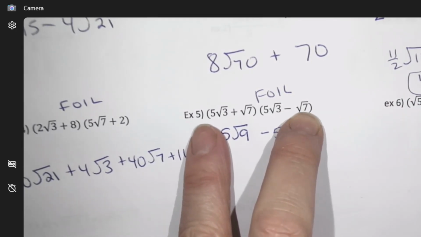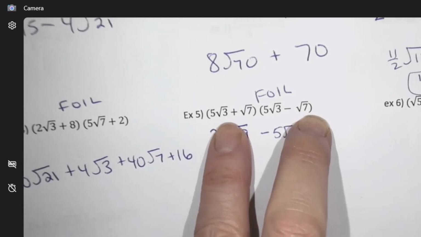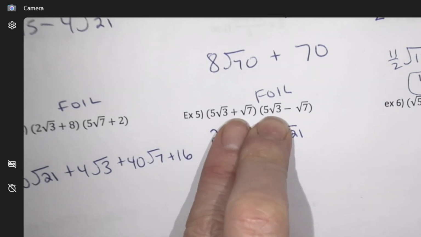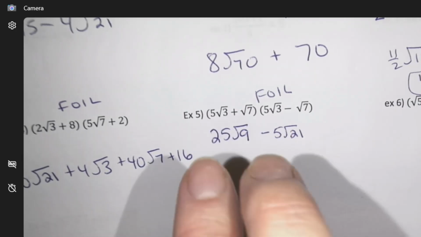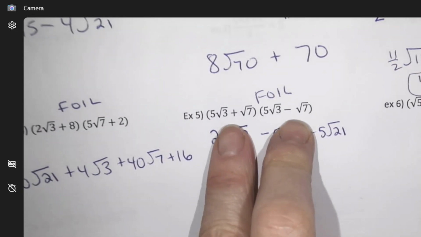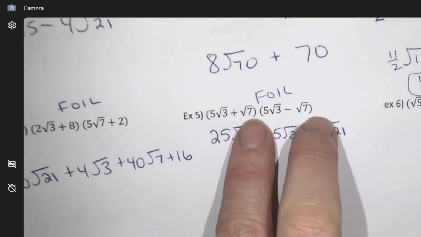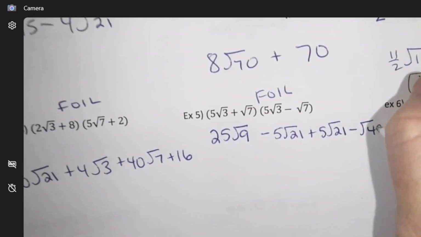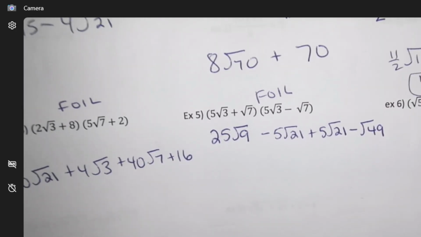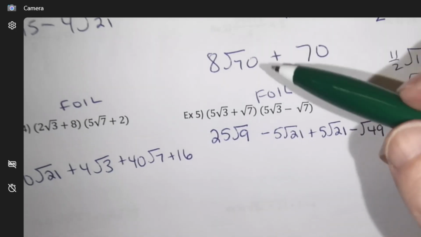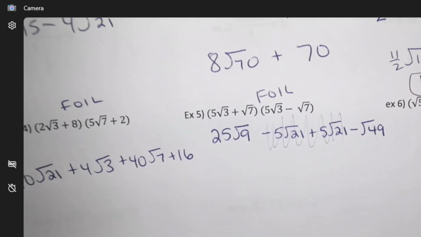Outsides, I get a minus 5 root 21. Insides, I get a 5 root 21. Last is a minus sign, and then radical 49. Okay, what happens when you have a minus 5 root 21 and a plus 5 root 21? They would make 0.